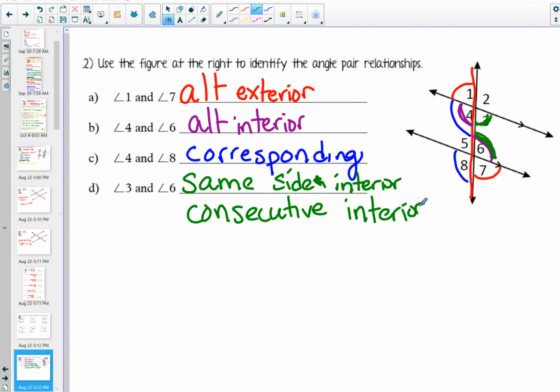And we're going to do more with numbers soon, I hope. Okay, are there questions on naming them? Because we can't even start applying and solving if we don't know the relationship. Because that relationship tells us, do I set them equal to each other? Are they equal to 180? What do I do? You have to know your relationships first.